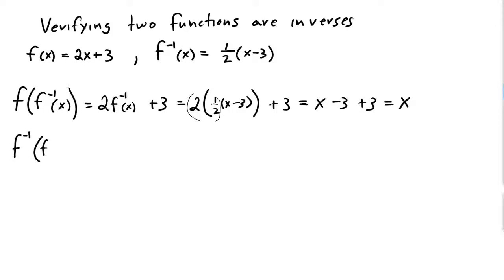Alright, so I compose in the other direction. Now what this is saying is I start with f inverse. So that means I have 1/2 f of x minus 3. Alright, so that's 1/2. Now what is f of x? F of x is 2x plus 3.